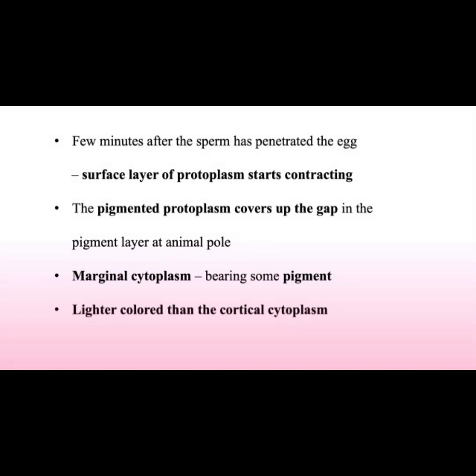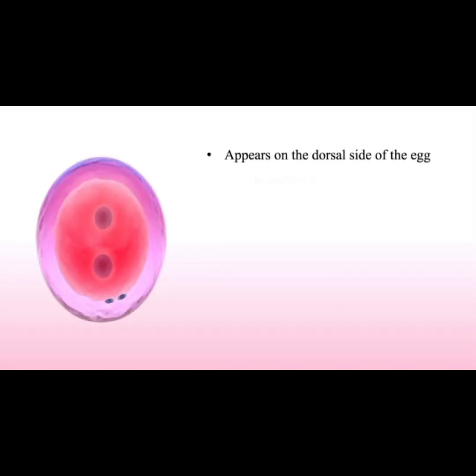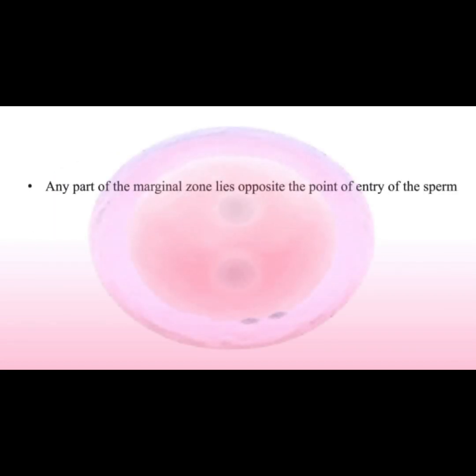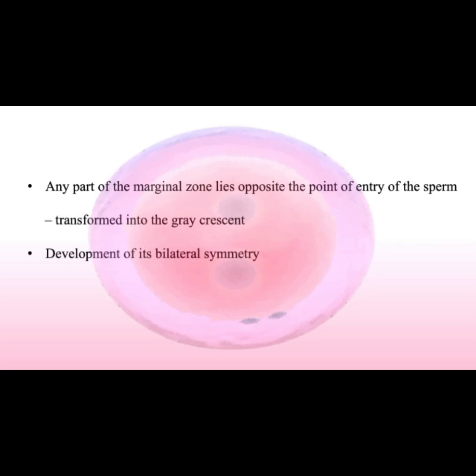The result is that there appears on the dorsal side of the egg a subequatorial lightly pigmented crescentic area known as the gray crescent. The amount of yolk is the decisive factor in determining the position of the gray crescent. Any part of the marginal zone which lies opposite the point of entry of the spermatozoon may be transformed into the gray crescent. In respect to the development of its bilateral symmetry, the egg appears to have a very considerable amount of flexibility.